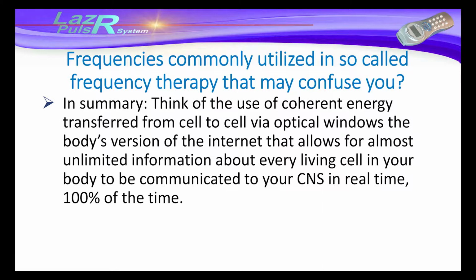So think of the use of coherent electromagnetic energy transferred from cell to cell via optical windows, the body's version of the internet that allows for almost unlimited information about every living cell in your body to be communicated to your central nervous system in real time, 100% of the time. And by the way, where do you think they got the idea to send pulsed coherent energy, or laser, through fiber optic cables around the world at the speed of light as a form of real-time communication? Just one more bit of technology copied from the human body.